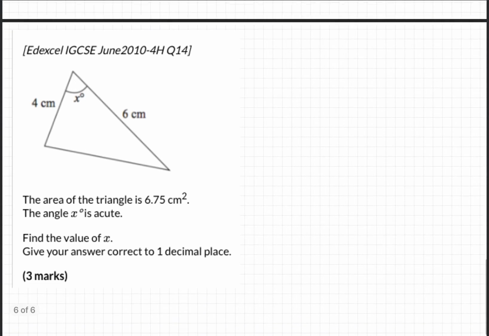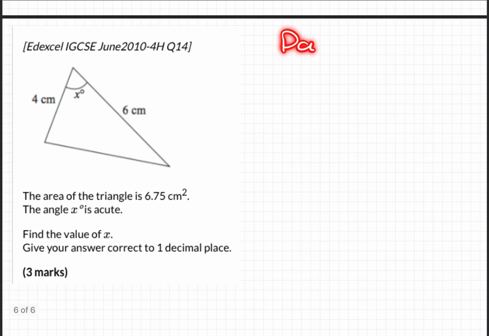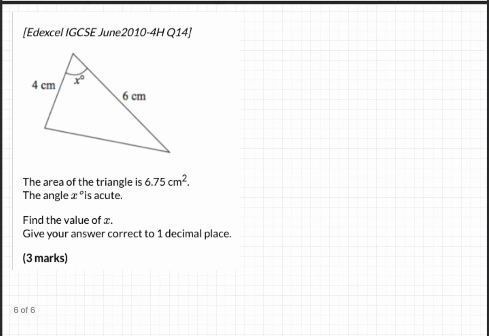Pause it here. I want you to have a go at this. This is actually a little bit different to what we've been doing. So pause it here and see if you can work it out. And then I'm going to give you a hint. The area, this is my hint now, 6.75. So we're going to put this in our formula.